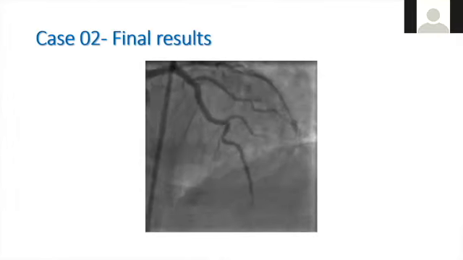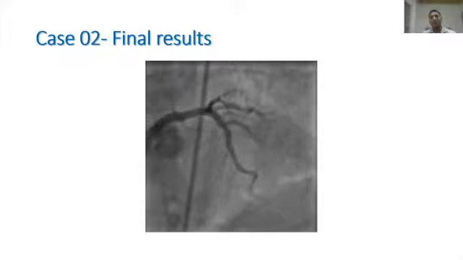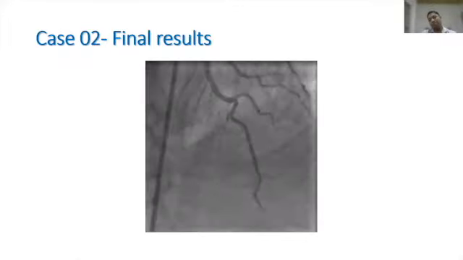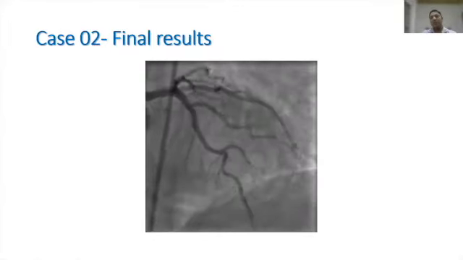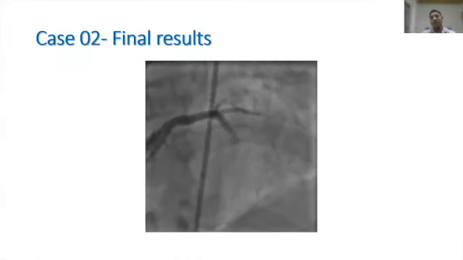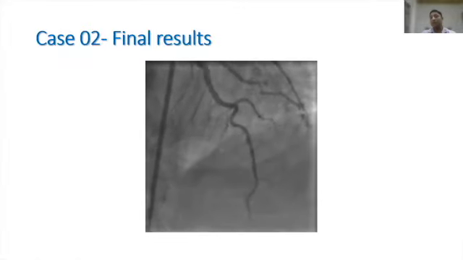You can see what you have seen earlier and what you are seeing now. This is the best thing with interventional cardiology. You can save lots of lives and you can save the myocardium as well.